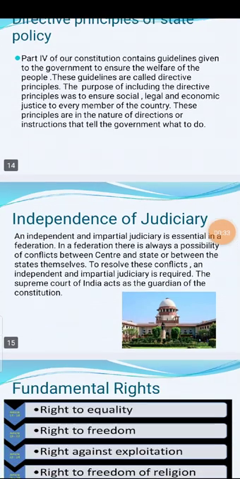Now students, an independent and impartial judiciary is essential in a federation. In a federation, there is always a possibility of conflicts between the center and the state or between the states themselves. To resolve these conflicts, an independent and impartial judiciary is required. The Supreme Court of India acts as the guardian of the Constitution.